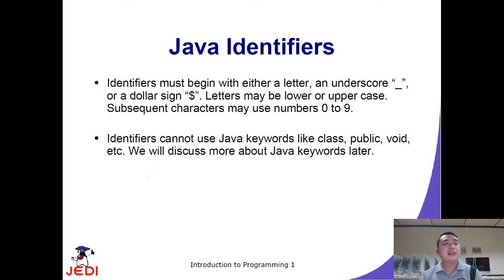Take note also that identifiers must begin with either a letter, an underscore, or a dollar sign. Letters may be lowercase or uppercase. Subsequent characters may use numbers 0 to 9. Identifiers cannot use Java keywords that are already predefined in Java. You cannot use class or public as identifiers. Again, you cannot begin an identifier with a digit or numeric digit. That is not allowed. Only a letter, underscore, or dollar sign. Okay?